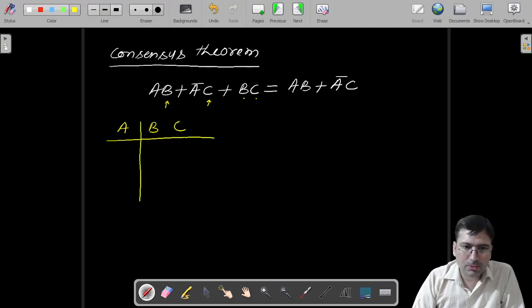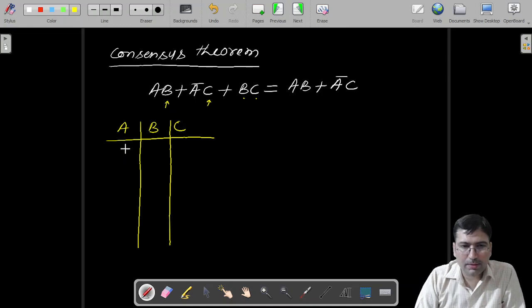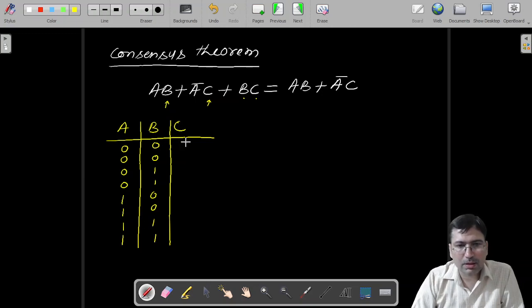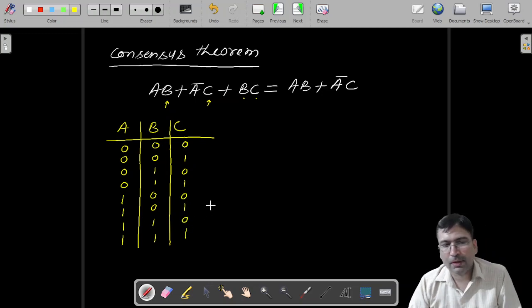And there'll be 8 rows in this, so there are 3 Boolean variables. Here I'm writing, let's say, 0, 0, 0, 0 four times, and then 1, 1, 1, 1 four times. Then 2 times 0, 2 times 1, 2 times 0, 2 times 1. Here we can write 0, 1, 0, 1, 0, 1, 0, 1, right?